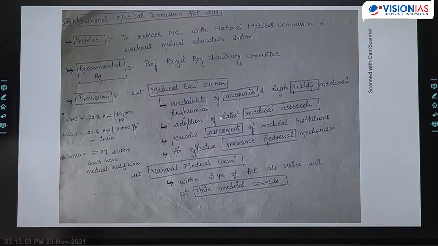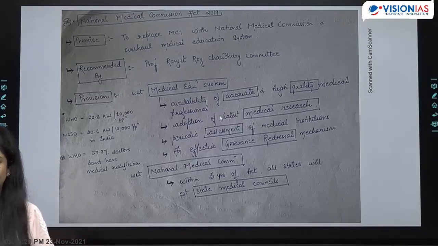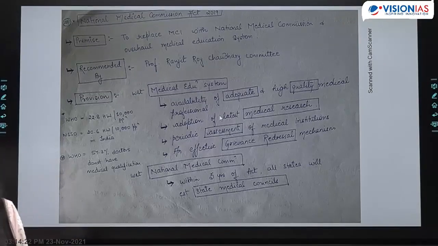So with respect to medical education system, these are the 4 points that you need to remember. So whether it is quality or quantity of the professionals, whether it is the research work, whether it is the assessment of the institution or grievance redressal, that needs to be kept in mind. Then with respect to National Medical Commission, उन्होंने clearly बताया है कि members कौन होंगे, क्या composition होगा, क्या function होगा, and they have to make sure that within 3 years of implementation of the act, every state should have a medical council.